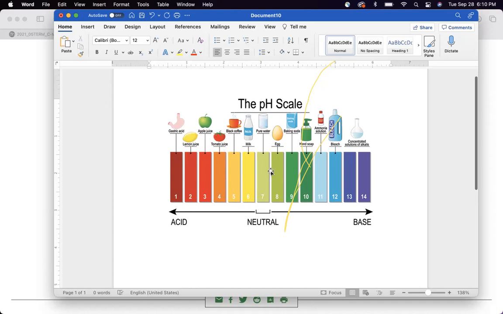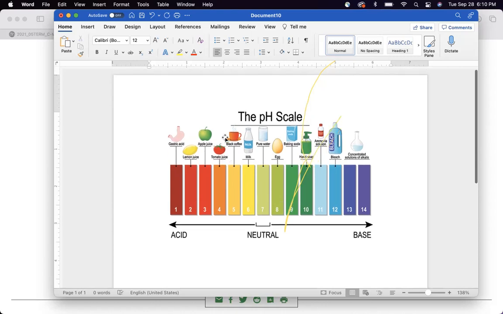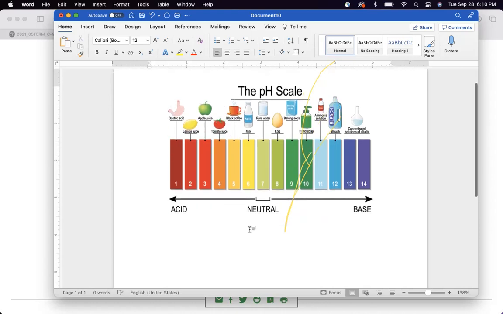So when we're looking at a pH scale, 7 is neutral. For human beings, it's around 7.4. So it's in the middle. And what does pH mean? pH actually means, let me write it down here.